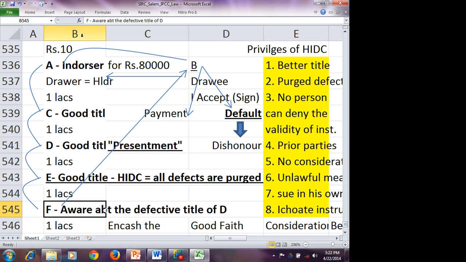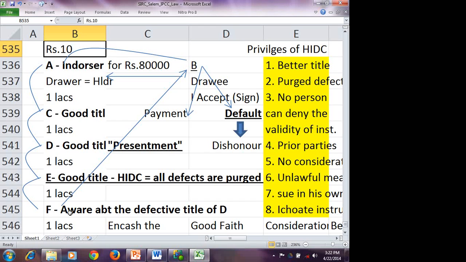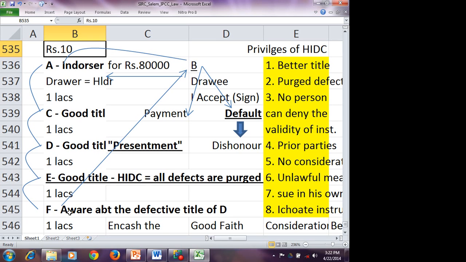But supposing F is not a holder in due course. I am merely a holder for value. I could recover from B only 80,000. Every person other than a holder in due course could hold the person primarily liable, that is the drawee, liable only for the transaction value. Only a holder in due course can hold him liable for the entire stampage value or bill value, not merely the transaction value. This liability arises in the case of inadequately stamped instruments.